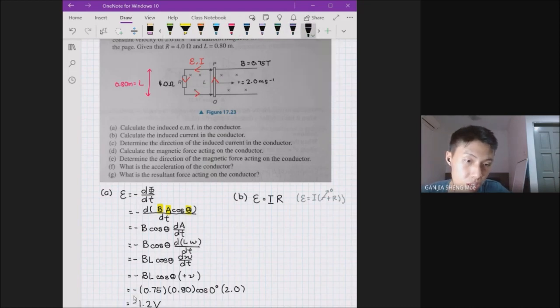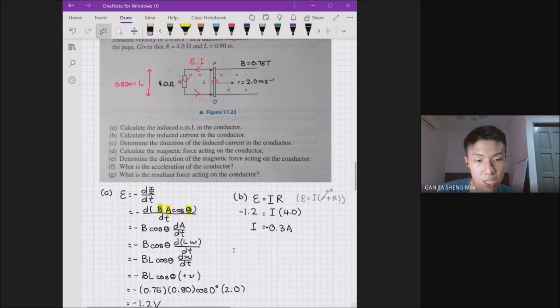So for this situation here, epsilon is... should I put in the sign or not? Okay, if I put in the sign, negative 1.2, then the I here, then the 4.0 will be here. If you do your calculation, I believe your current will be 0.3 ampere. But you get a negative, I think. So the negative here also indicates direction as well. It's still the same way to indicate the direction.